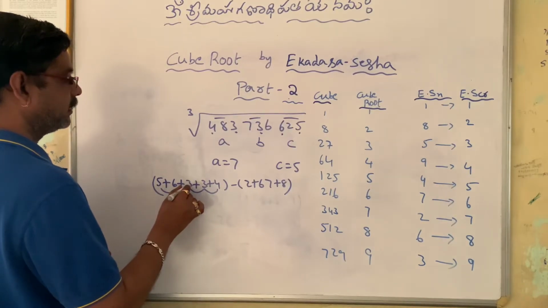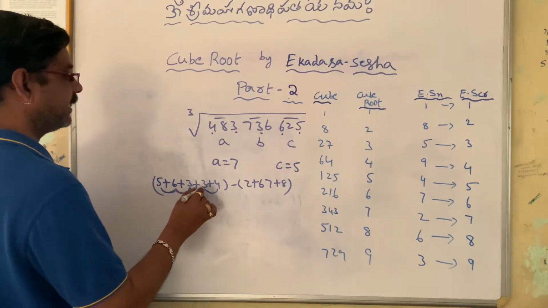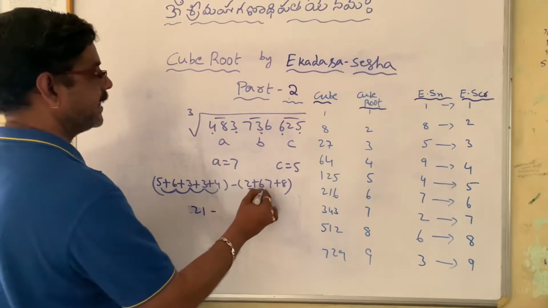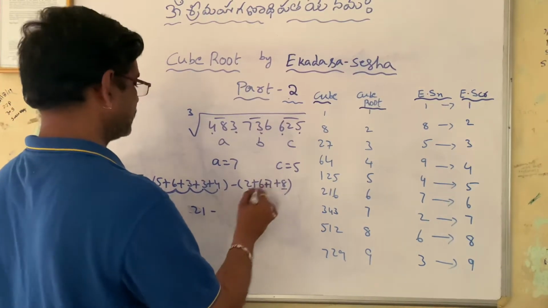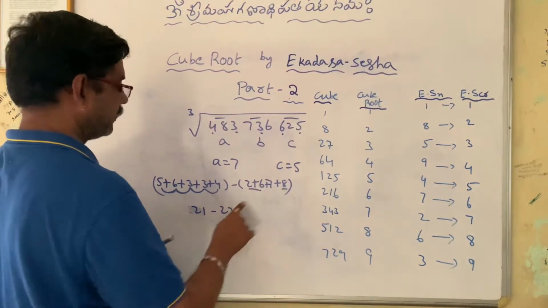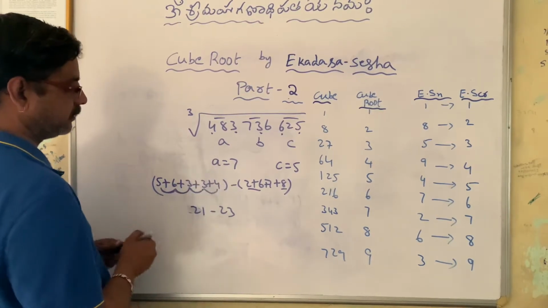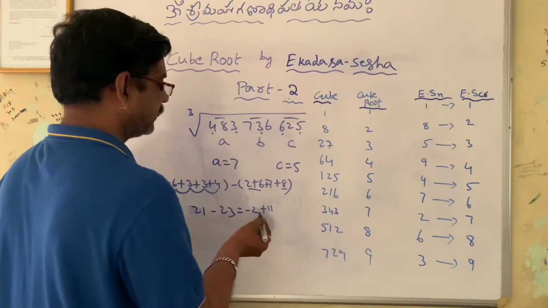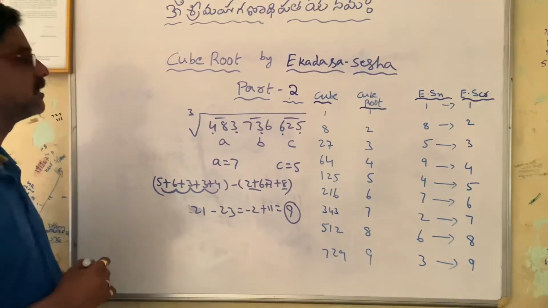Once again, 5 plus 6 is 11, 14, 17, 21. And 2 plus 6 is 8, 8 plus 7 is 15, 23. So we got minus 2. In order to get the Ekadasha Sesha, we need to add 11. So 9. Ekadasha Sesha of the given number is 9.